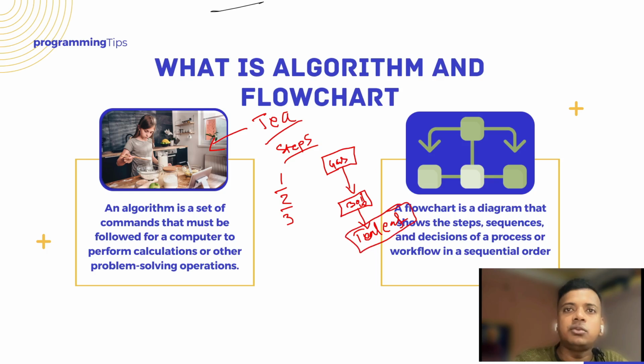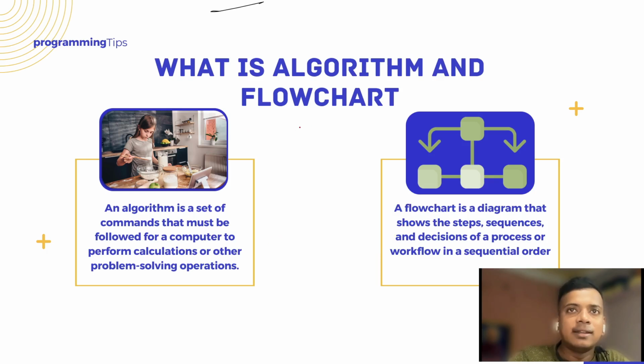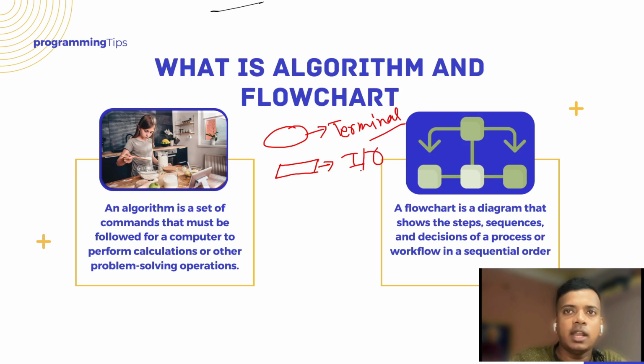So this way we just represent that algorithm as a flowchart. To write an algorithm we need to follow a few diagrams for different operations. For start and stop we use this oval shape, which is for the terminal. And this one is for input and output operations.